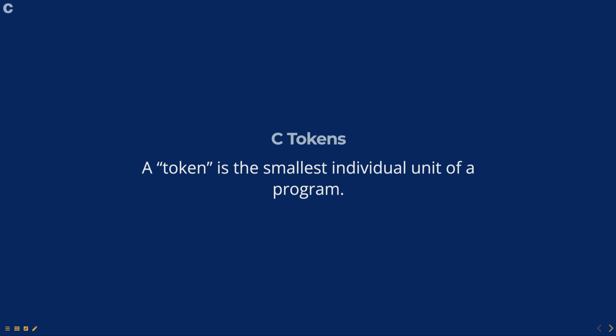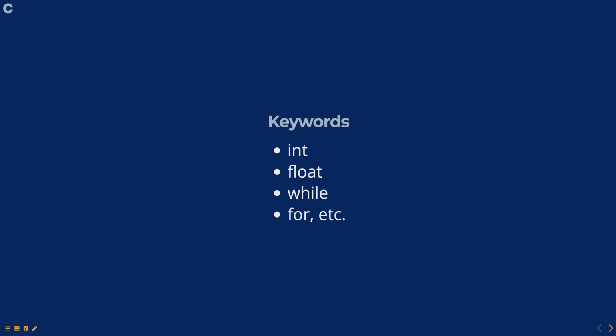In C, a token is the smallest individual unit of a program. There are several types of tokens in C. Keywords. These are predefined words in C that have specific meaning and cannot be used as variable names. Examples of keywords in C include int, float, while, for, etc.